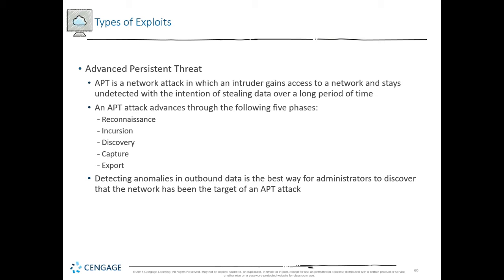Types of exploits. Advanced persistent threats. An APT is a network attack in which an intruder gains access to the network and stays undetected with the intention of stealing data over a long period of time. An APT attack advances through the following five phases: reconnaissance, incursion, discovery, capture, export. Detecting anomalies in outbound data is the best way for administrators to discover that the network has been targeted by an APT attack.